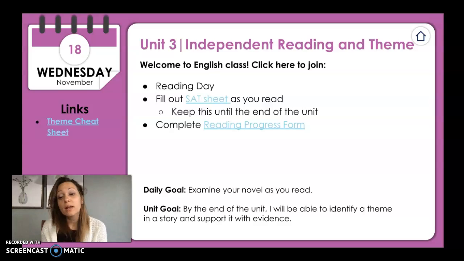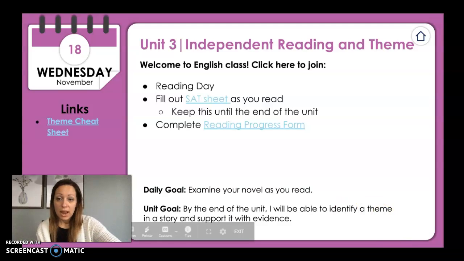Since we are in our independent reading unit, it's going to be really important that you keep up with reading your independent reading novel. If you don't have one chosen yet, you need to get one pronto style. You are falling behind and you're not going to be able to practice all the things that we're going to be practicing if you don't have a book. So please make sure that you have a book.